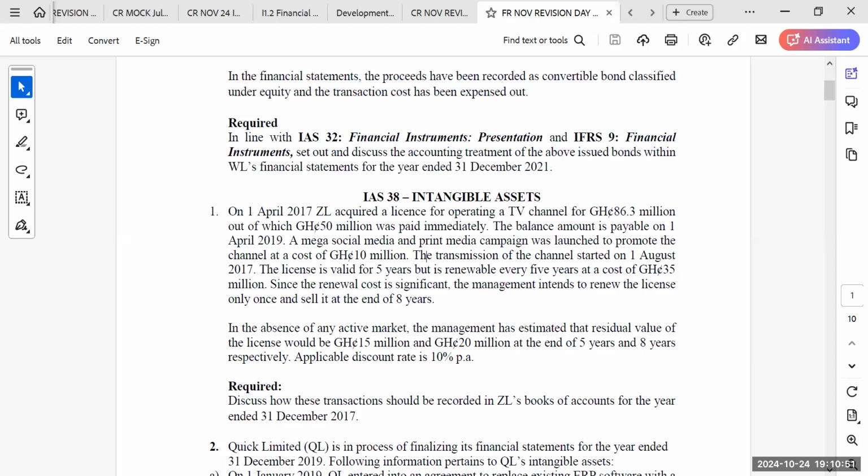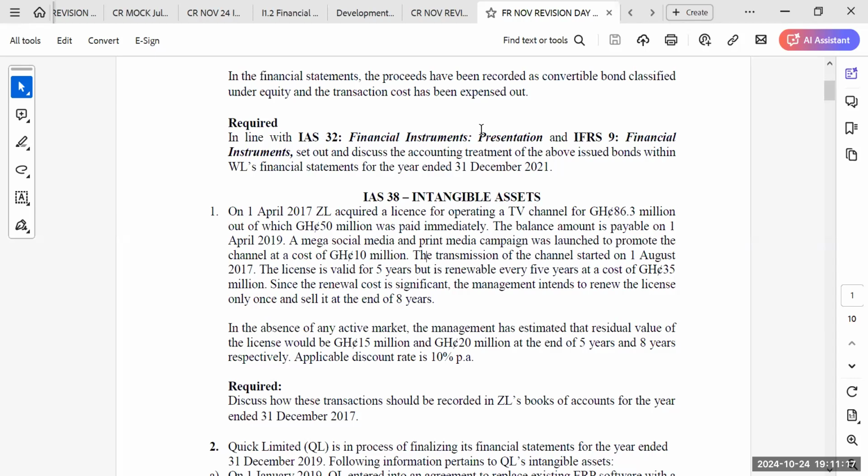A mega social media and print media campaign was launched to promote the channel at a cost of 10 million Ghana cedis. The transmission of the channel started on 1st August 2017. The license is valid for 5 years, but is renewable every 5 years at a cost of 35 million Ghana cedis. Since the renewal cost is significant, the management intends to renew the license only once and sell it at the end of 8 years.